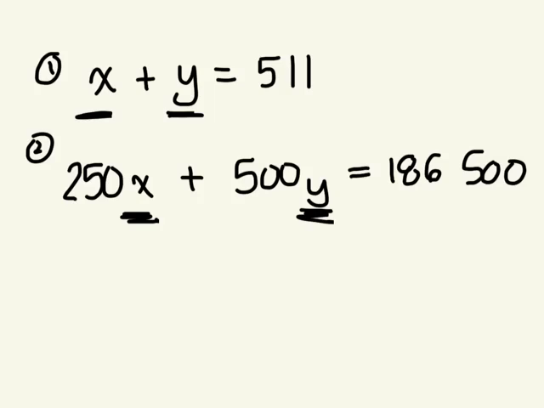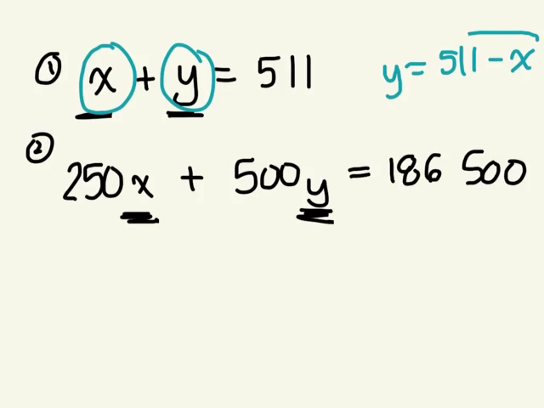A lot of you were saying that you want to choose substitution, maybe because it's easier to isolate one of these variables. So which variable are you going to isolate? Y. So y equals 511 minus x. We're going to take that and plug it in for y. So let's do that here.